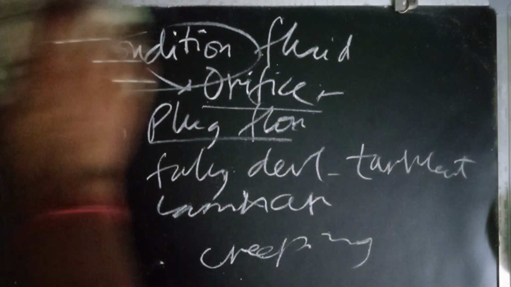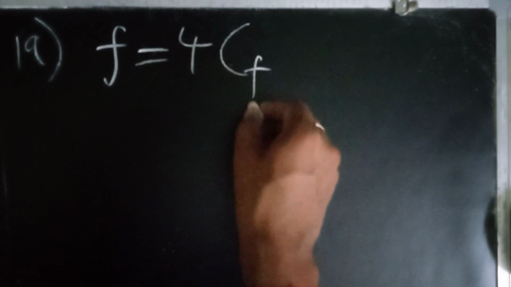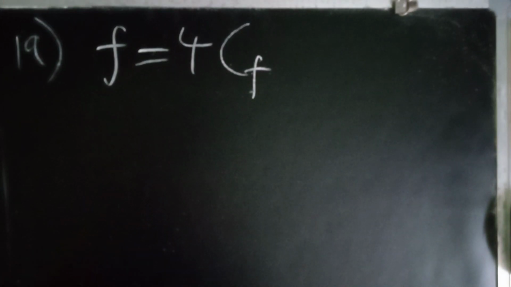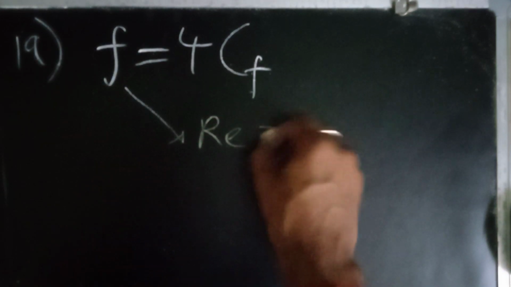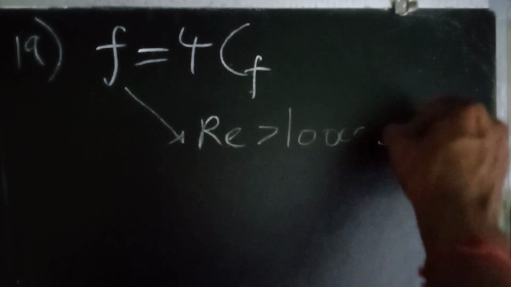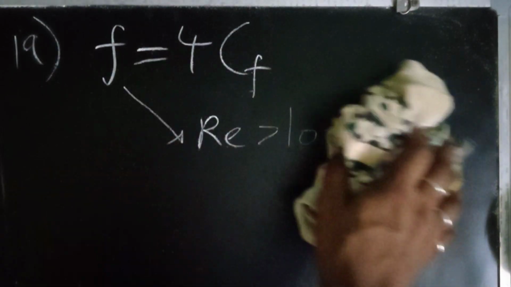Now move on to the 19th question. The 19th question was that the Darcy friction factor is 4 times the Fanning friction factor, even at Reynolds number greater than 10 lakh something. So this was the question, a little twist, but this was true.